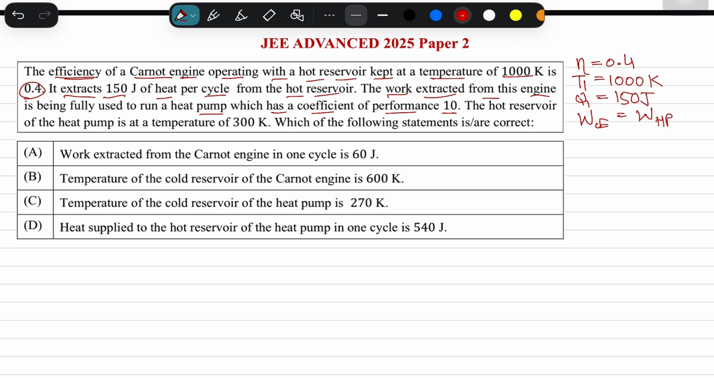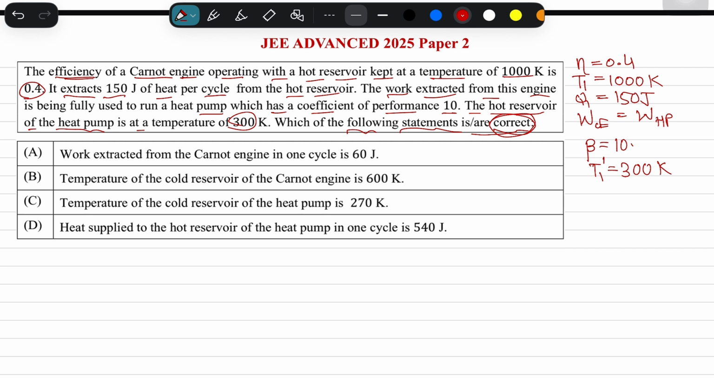Alright. So next thing is given as the beta value is equal to 10. The hot reservoir of the heat pump is at temperature 300 Kelvin. So hot reservoir temperature of the heat pump is taken as T1 dash is equal to 300 Kelvin. Now we need to check some of the statements given, which are correct or not, right? We need to check the correct statements.